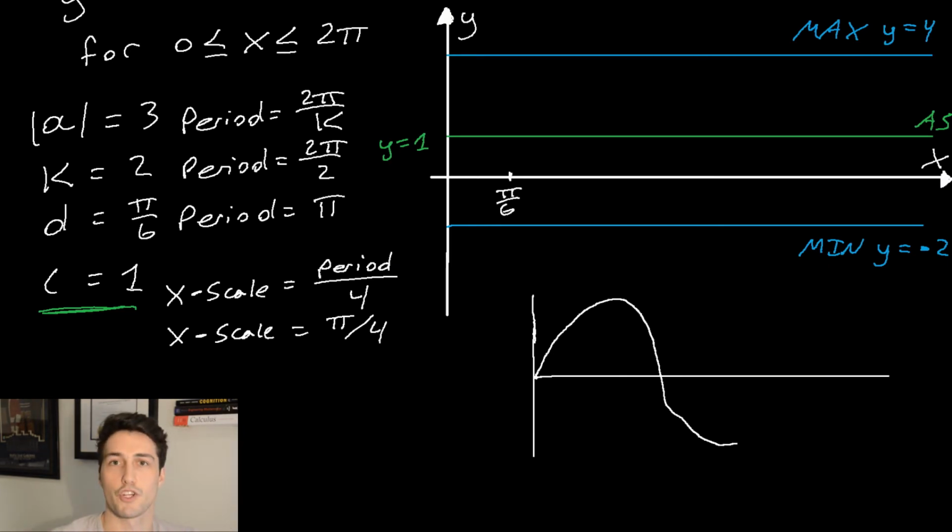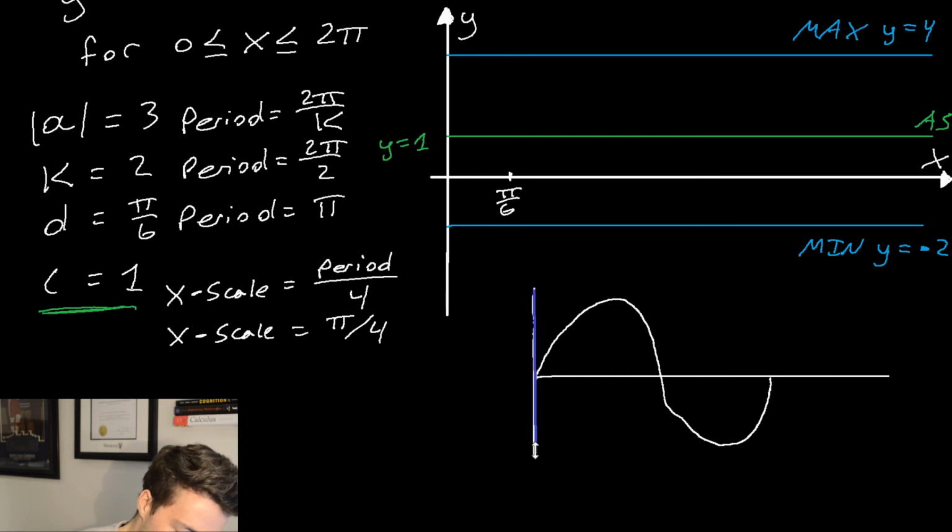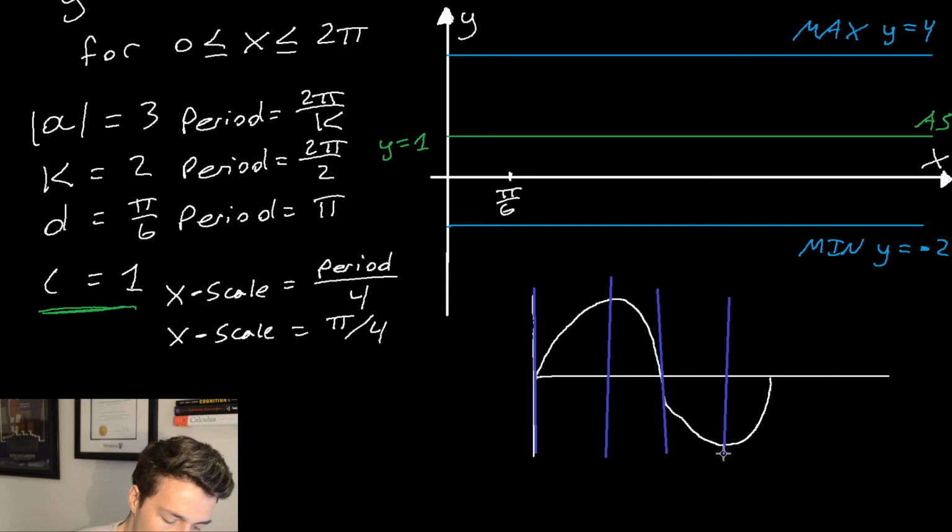So here I want to show you what the separate parts are. I'm going to draw lines like this, to make it easier. There's a line at the maximum, a line at the 0, a line at the minimum, and another line right there.